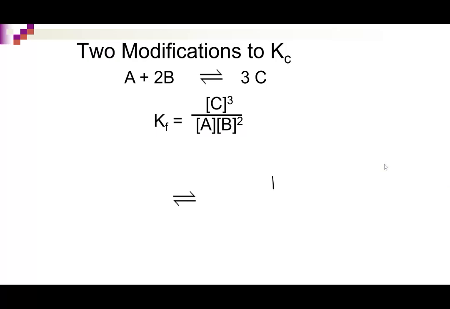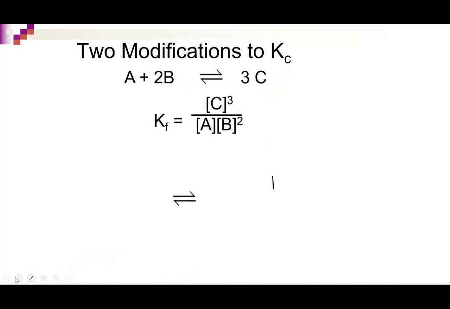All right, so first modification. Here we've got our generic formula. We've got A reacts with 2 molecules of B to form 3 molecules of C. And here's our K value for that. It's got the subscript F just to explicitly tell us that this is the forward reaction. So A, B becomes C.